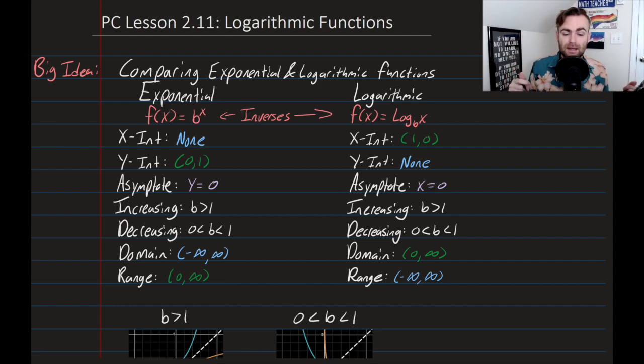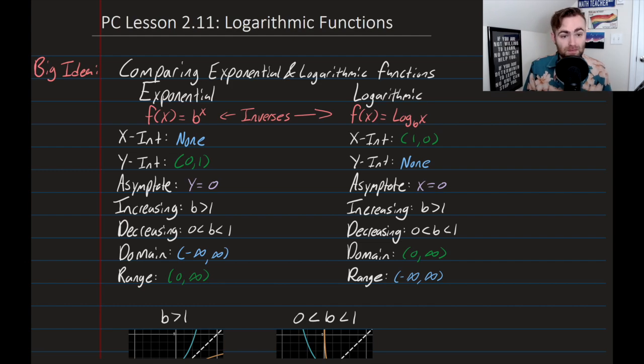are inverses. They have very similar behavior because one is the inverse of the other, therefore the inputs become the outputs, and the outputs become the inputs. So those behaviors mirror each other, if you will.